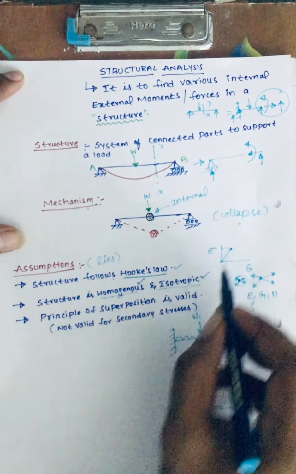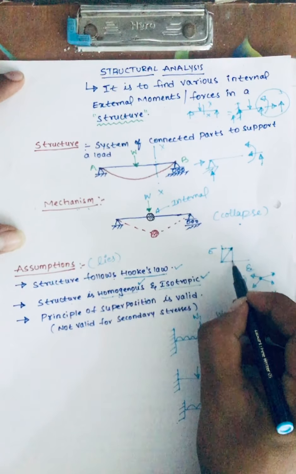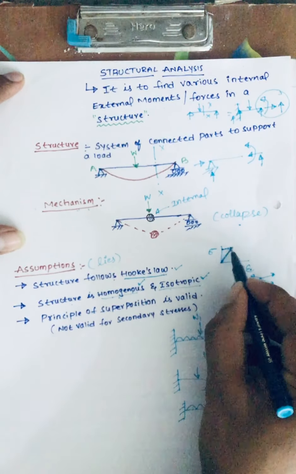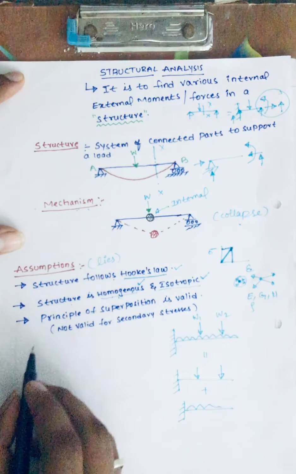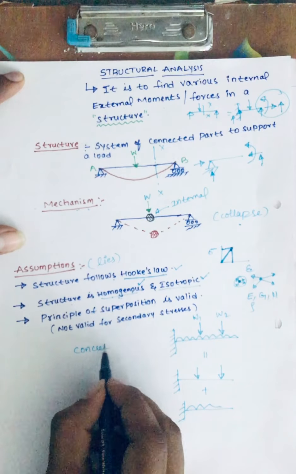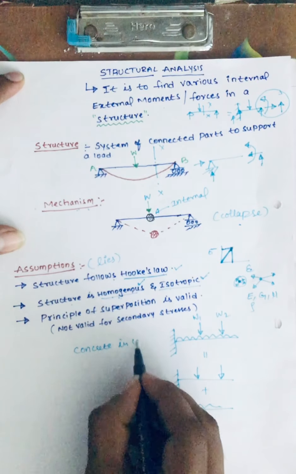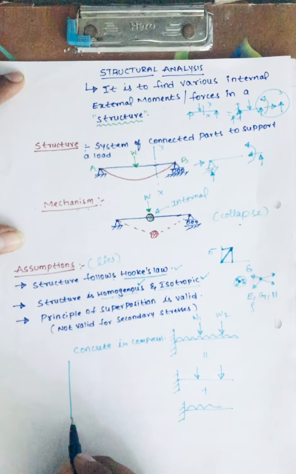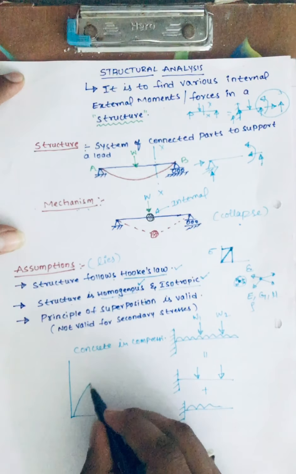Hooke's law means stress is proportional to strain up to the elastic limit. So we should get a linearity between stress and strain. If you take concrete in compression, the stress strain curve will be like this.